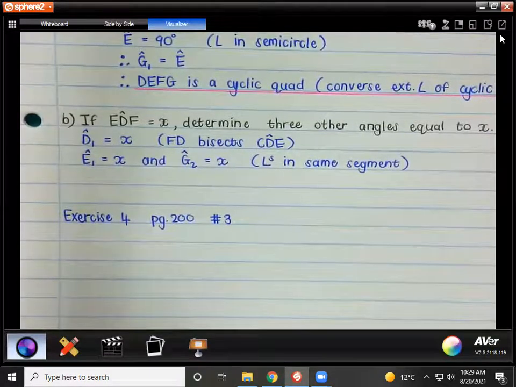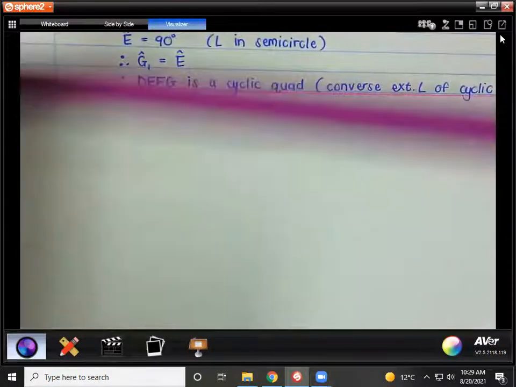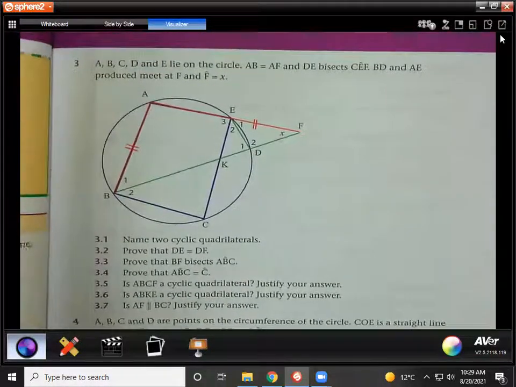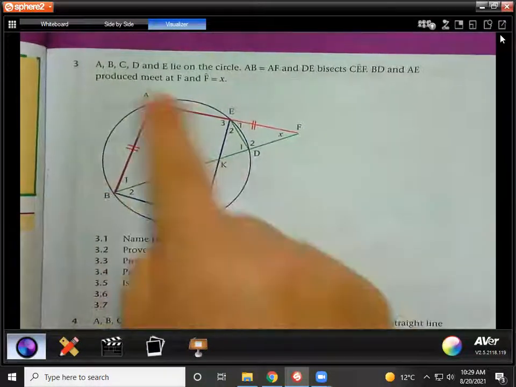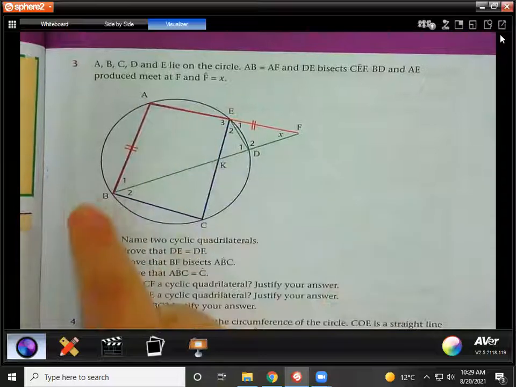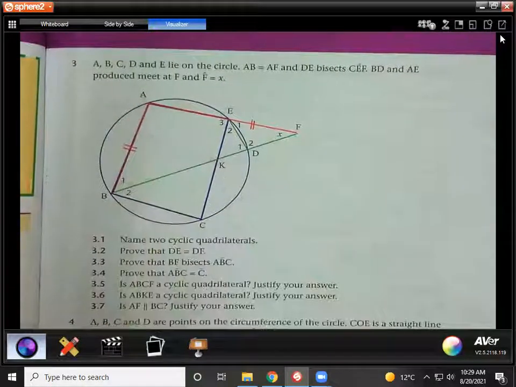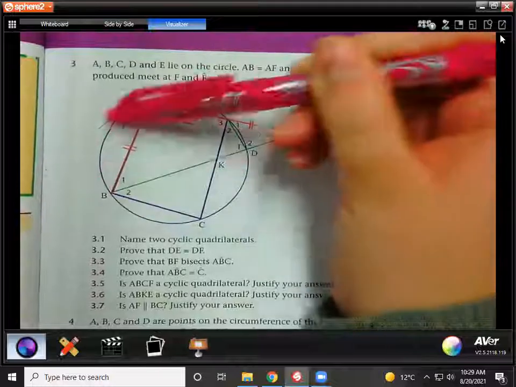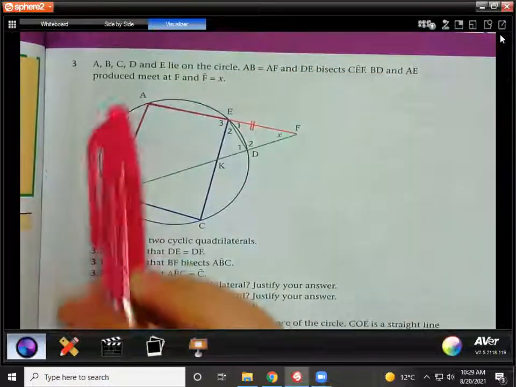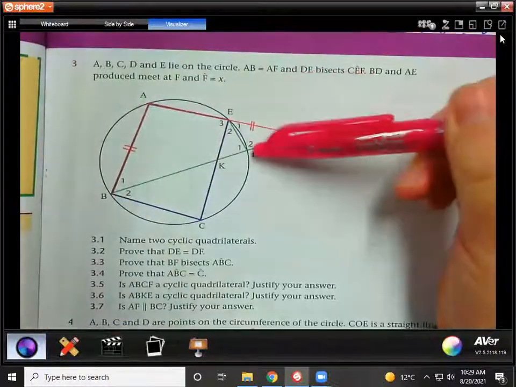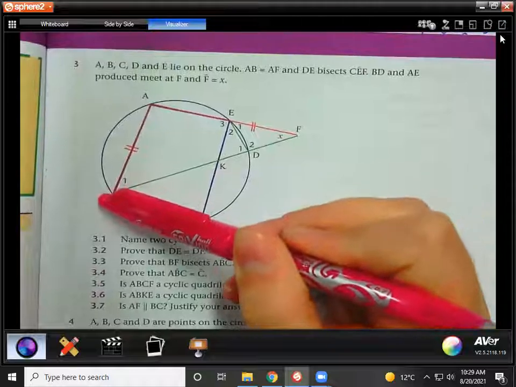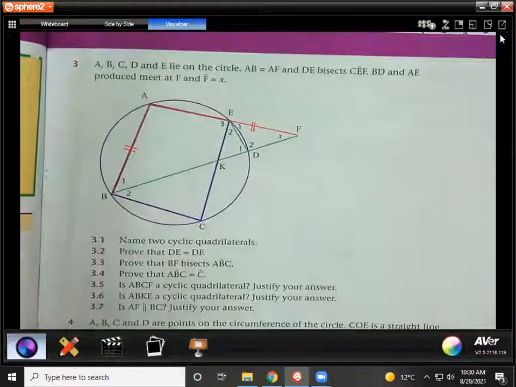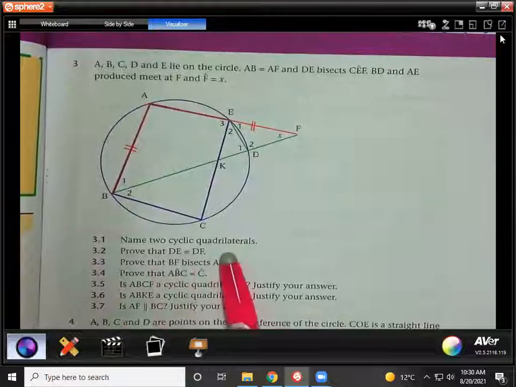I just want to show you quickly what number 3 looks like. They've given you this picture. All right, so we can see that that definitely is a cyclic quad, all right, because the 4 points lie on the circumference. But then we have another one here, which isn't as easy to see. AEDB. Right, check, do you see that? A and E and D and B. Those 4 points lie on the circumference. So this is actually also a cyclic quad already. Okay, so that's the answer to 3.1.